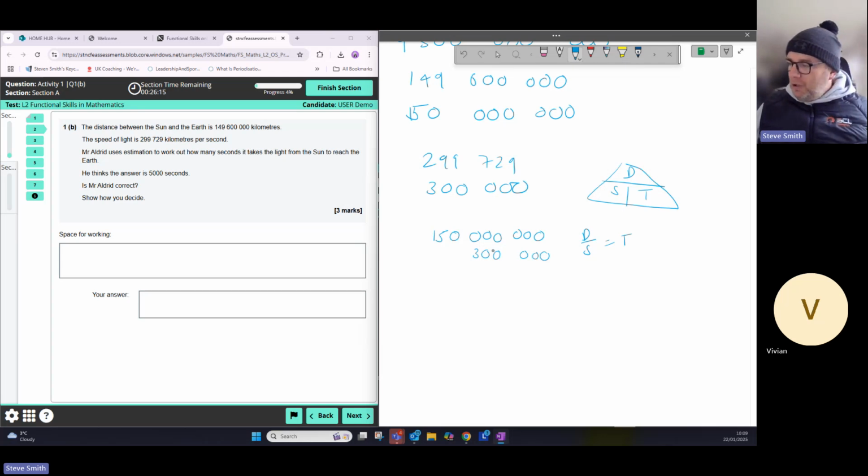So I'm going to look at those 2 numbers and think, right, the easy way to do that is chop off both those numbers, and now it becomes 150 million divided by 300,000, which is 150 divided by 300, so 1,500 divided by 3.